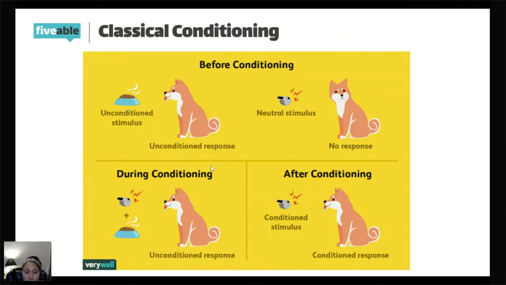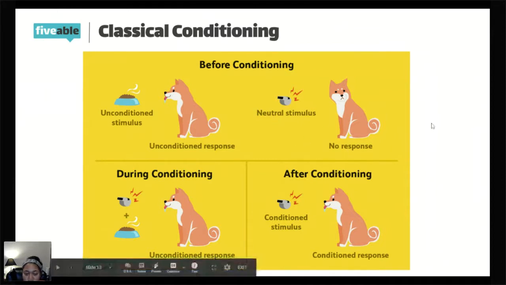Unconditioned stimulus, unconditioned response. And then a neutral stimulus is introduced. In this case, the neutral stimulus is a whistle. The dog hears the whistle, but really has no response yet because there's no association between the two yet before conditioning.